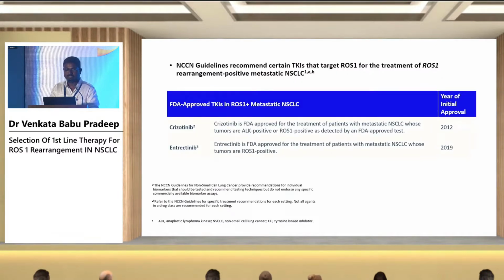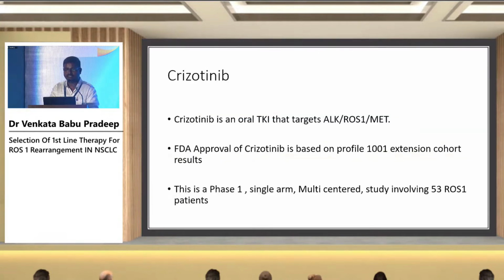So this is a 1 year ago NCCN guidelines showing crizotinib and entrectinib. Now ceritinib is also included in the first line guidelines of ROS positive NSCLC. The initial approval of crizotinib was done in 2012, nearly 5 years after the discovery of ROS1 in the NSCLC cell line. And entrectinib was done very recently in 2019.